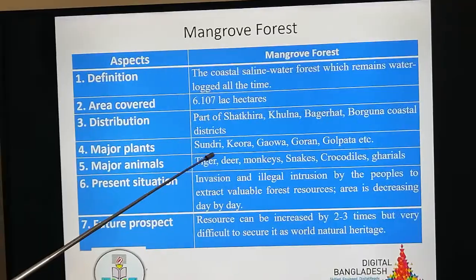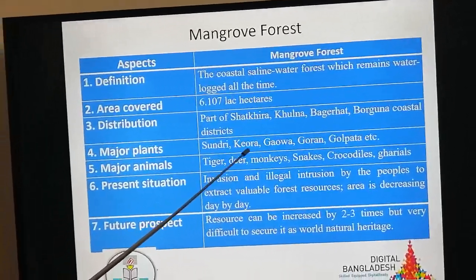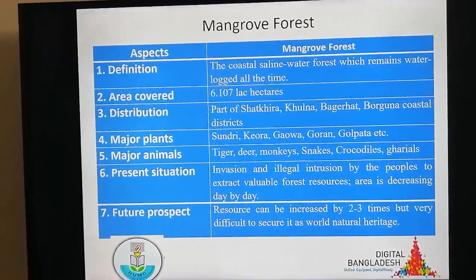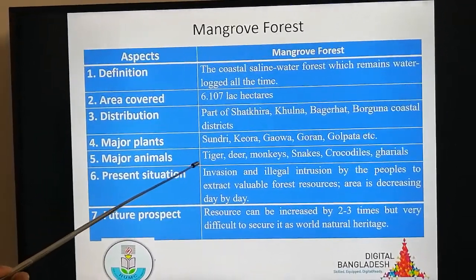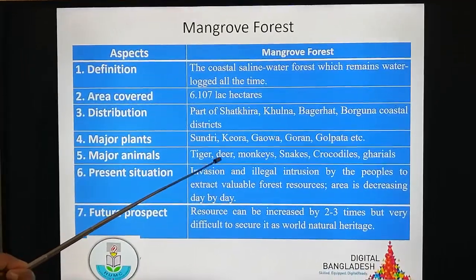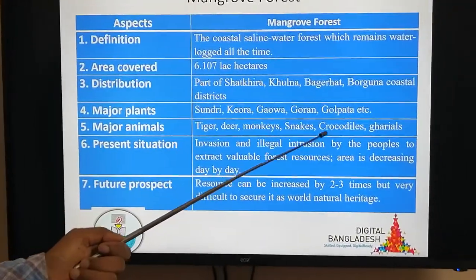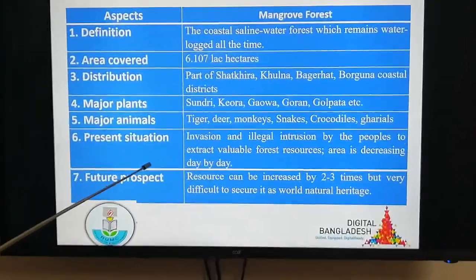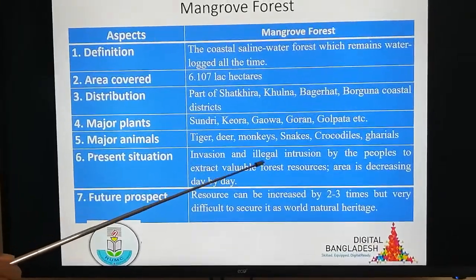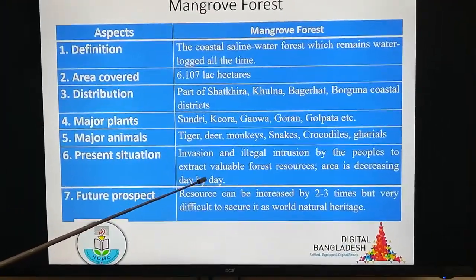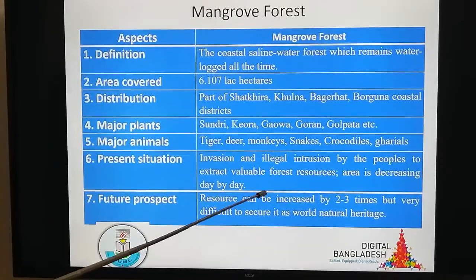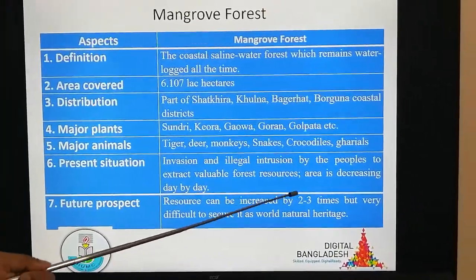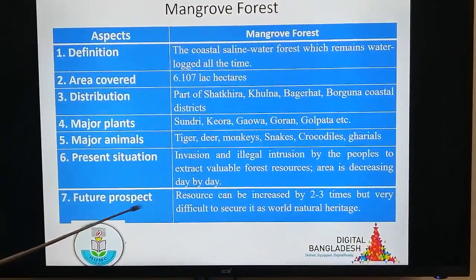What major plants are there? Sundri, Keora, Gewa, Goran, and Golpata. What major animals can be seen there? Tiger, deer, monkeys, snakes, crocodiles, and gharials. What is the present situation of this forest? Invasion and illegal intrusion by the people to extract valuable forest resources. I mean its timbers, honey, wax, etc. Its area is decreasing day by day.